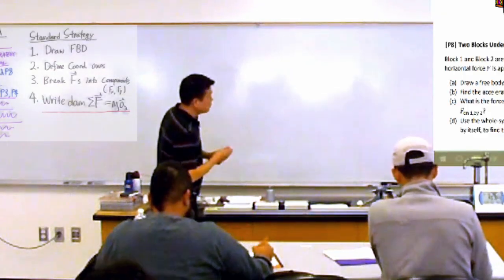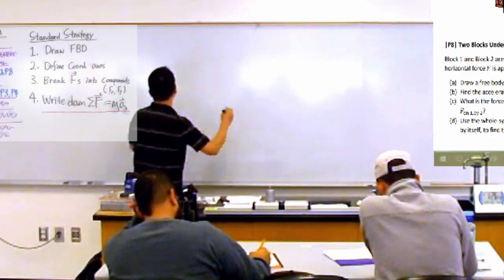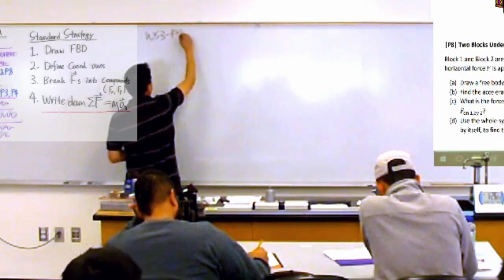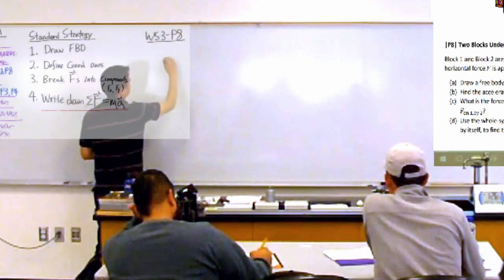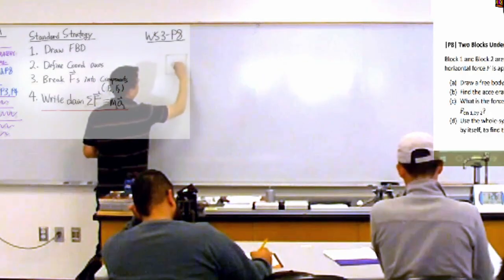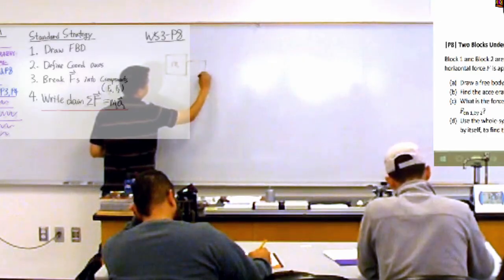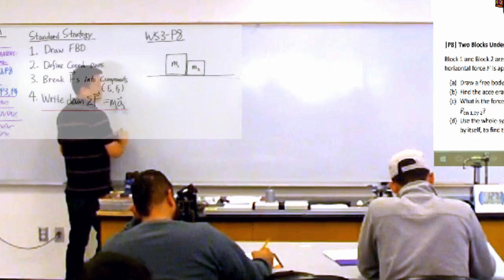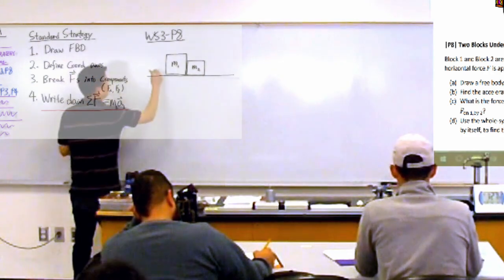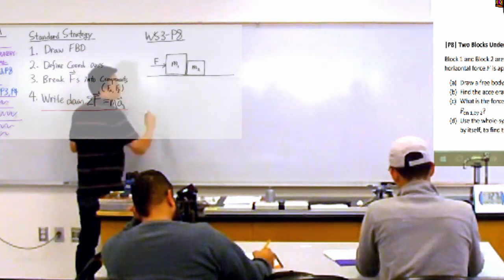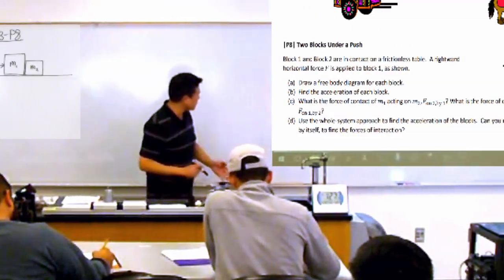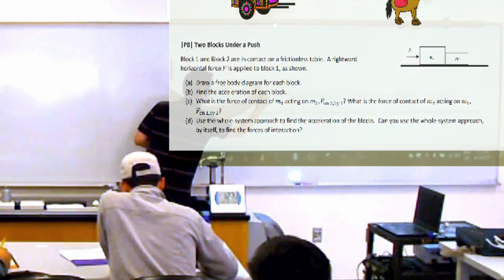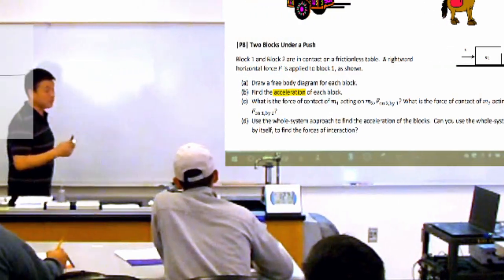Let me draw the two blocks. So this is worksheet 3, problem 8. So I have these two blocks, block M1 and M2. They are touching each other on a frictionless plane, and I'm applying a rightward force of F. And I guess I am going more or less in the order. So this is really the question I'm trying to answer. What is the acceleration of the blocks?